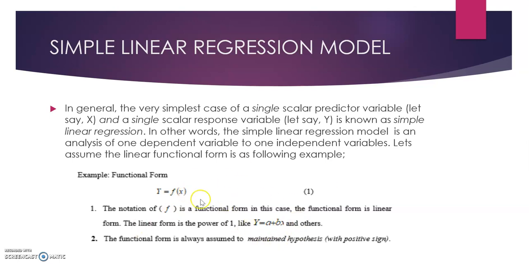So we can say that the linear function is y equal to a plus bx. The functional form is always assumed to maintain the hypothesis. That's why we assume the sign in the equation is always positive.